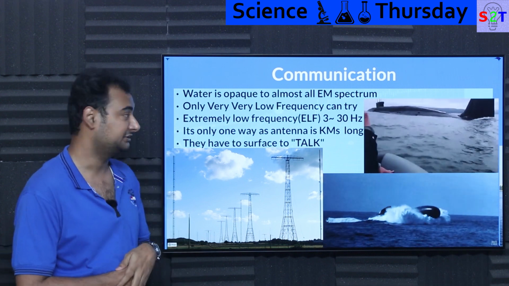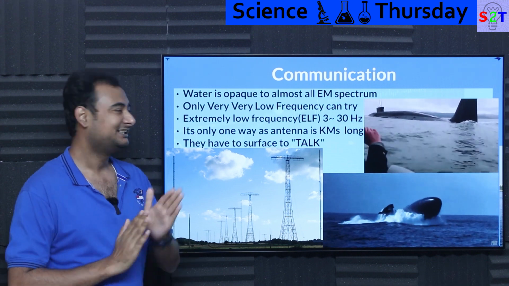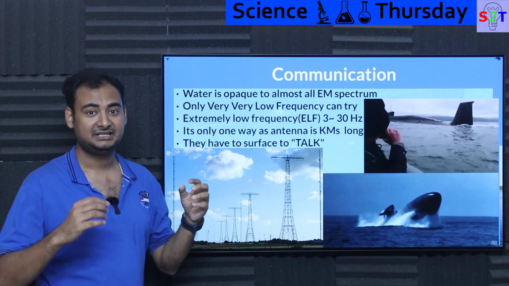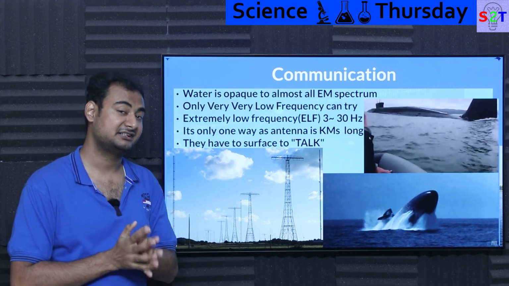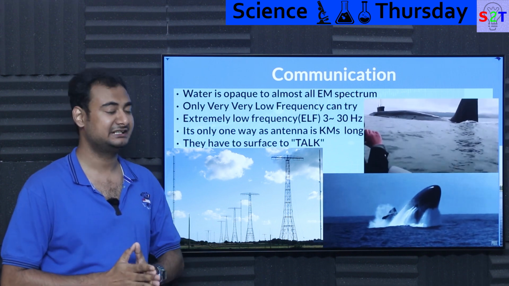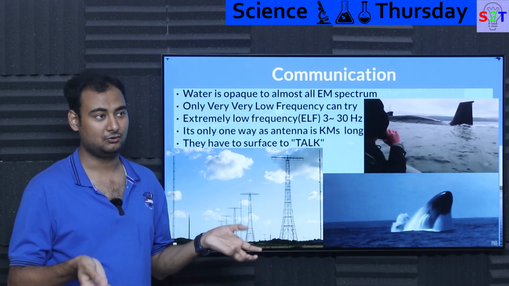And what about communicating with it? It's battle equipment. You have to communicate. Here's the problem. You cannot. Because water is opaque to almost all of the electromagnetic spectrum. Meaning it's so opaque that you can surround a nuclear reactor with water and gamma rays will not penetrate it. That's how opaque this puppy is. And it can absorb an insane amount of energy before it boils.